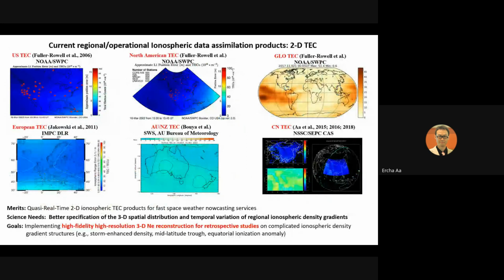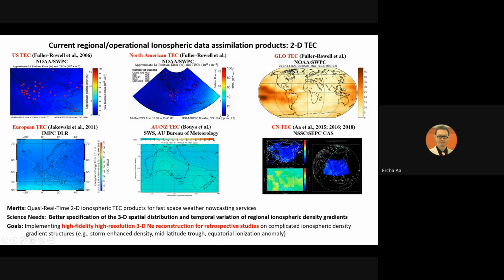And talking about regional data assimilation products, we know that there are some operational services that provide two-dimensional TEC results. Like in NOAA's SWPC, they have the US-TEC, North American TEC, and GloTEC.